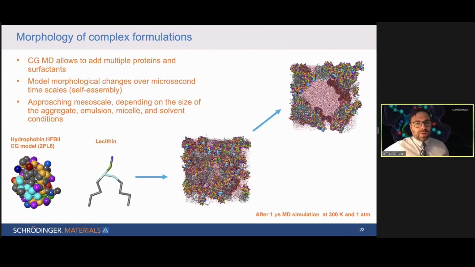And then you can start thinking about adding more and more complex formulations. And so in this case, we're going to a coarse grain timescale, and we're moving up to much larger simulations. We're adding in a co-emulsifier, and running these for even a microsecond, we start to see that these things assemble.